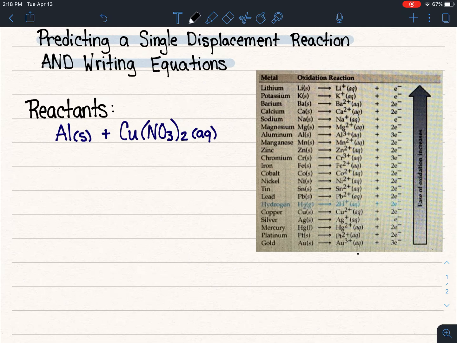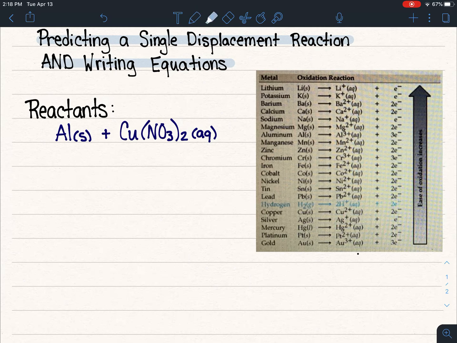So let's go with an example where we take a piece of aluminum metal and place that into a solution of copper(II) nitrate. Before we even begin that, we want to know, will this occur? So the rules are always as follows.